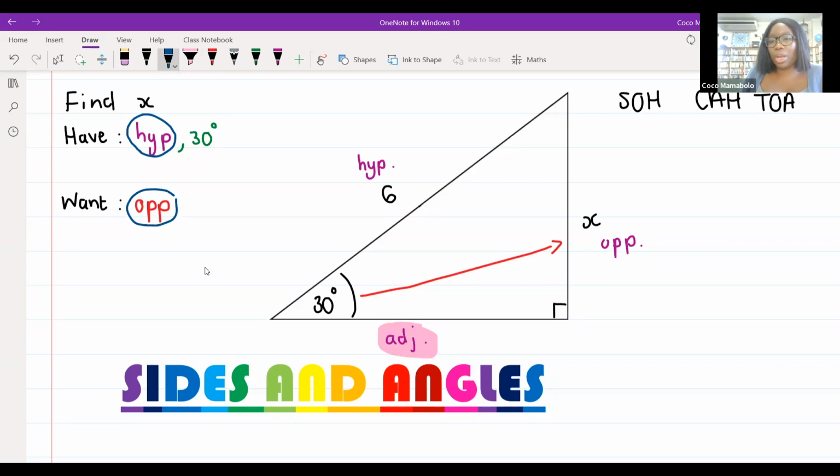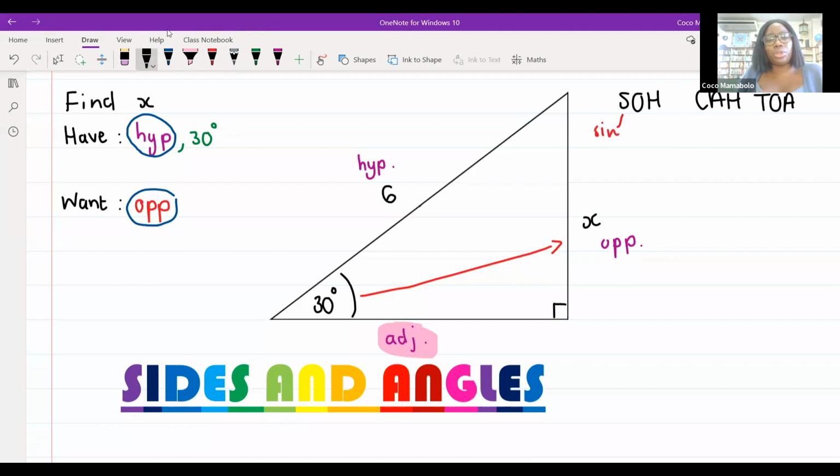If we look at SOHCAHTOA, which one of those ratios is going to help us to find this? Which one of them uses the opposite and the hypotenuse side? So, good. It's SOH, or sine, right? Excellent. It's sine. That's the one.